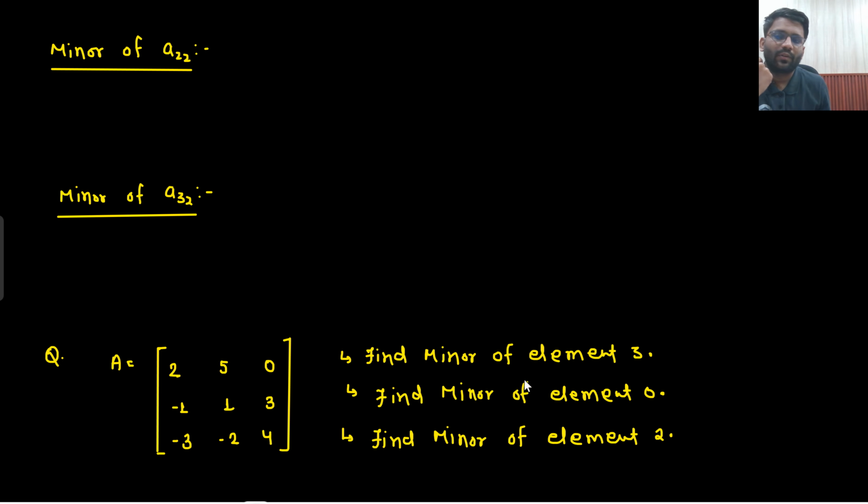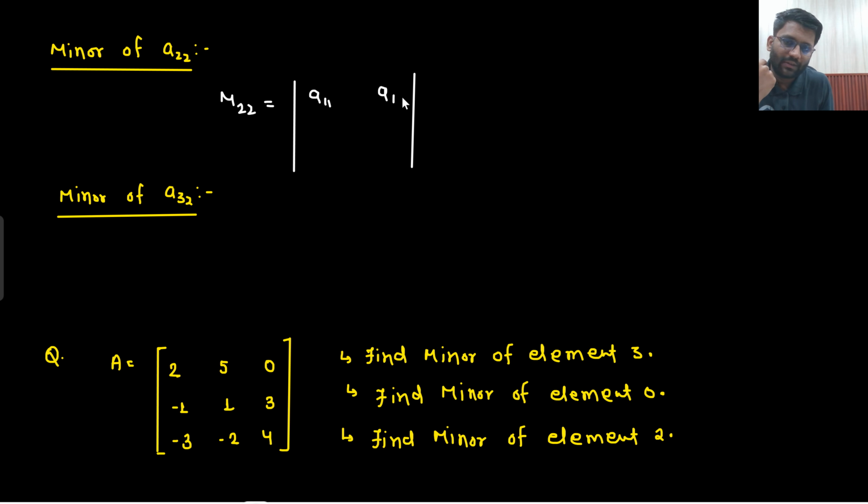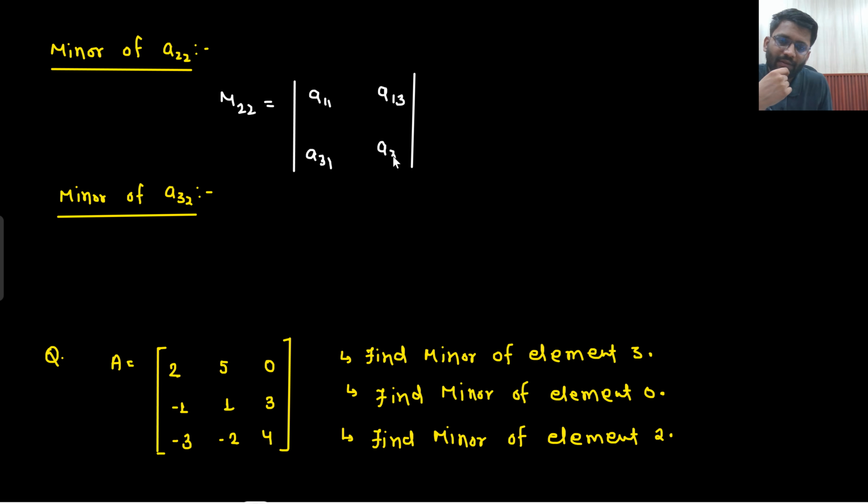Similarly, I need to find out the minor of A22. What would that be? M22. The determinant would be A22. Where is A22? This is A22. So with respect to A22, this is the row and this is the column. What am I left with? A11, A13, A31, A33. Okay, it is very simple, right? So what you will get is A11 A33 minus A13 A31.